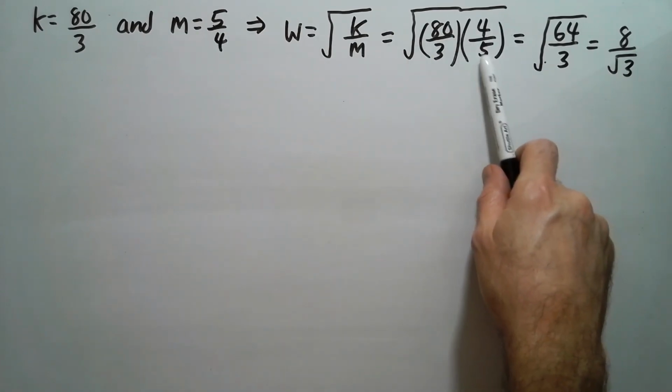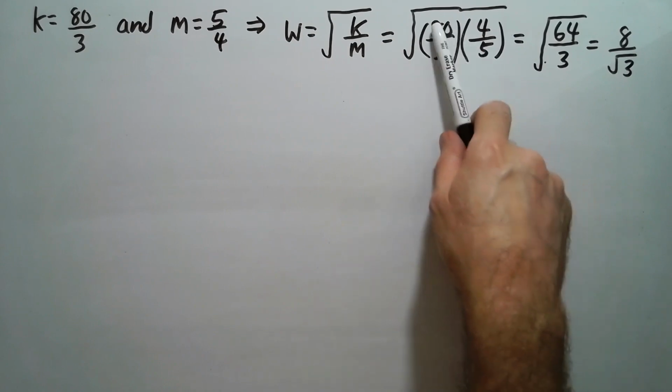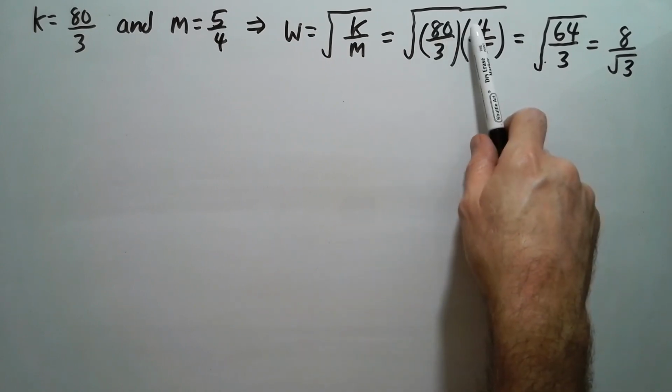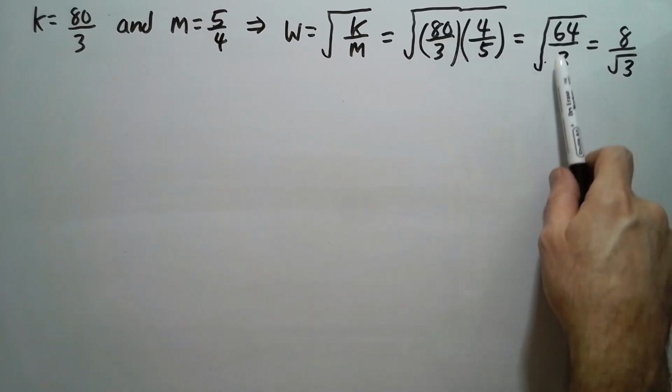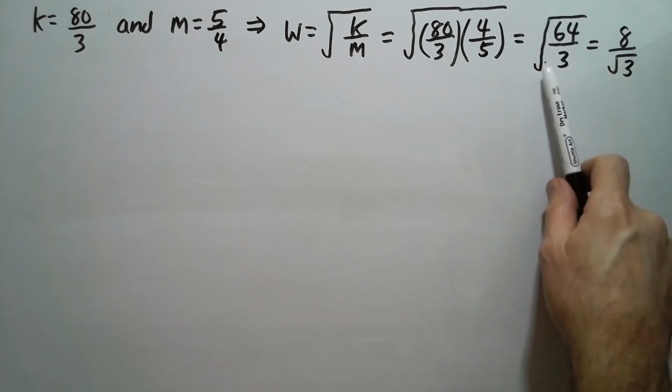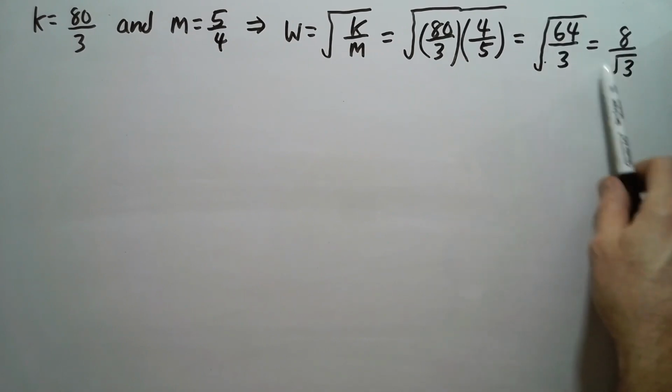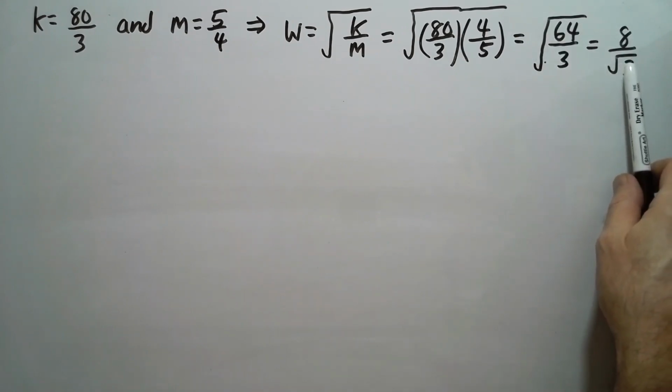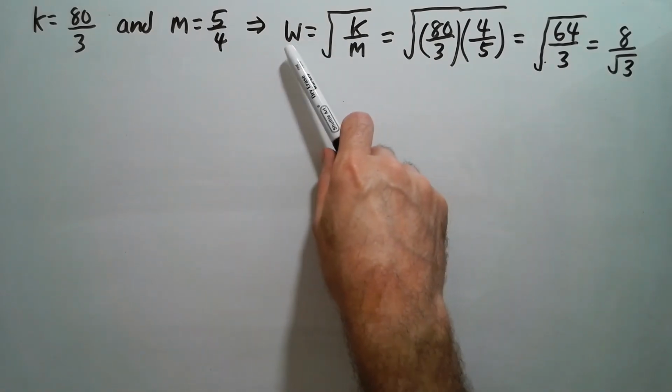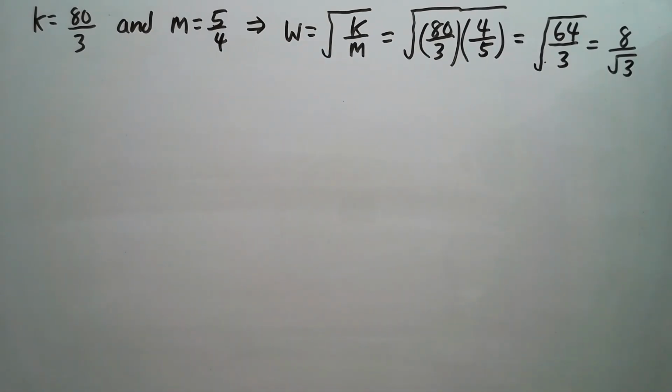5 goes into 80 16 times, you can check. And 16 times 4 is 64. So it's going to reduce to the square root of 64 over 3. And the square root of 64 is 8. The square root of 3 would be the square root of 3 here. So that's our w value. Okay, so let's keep going.